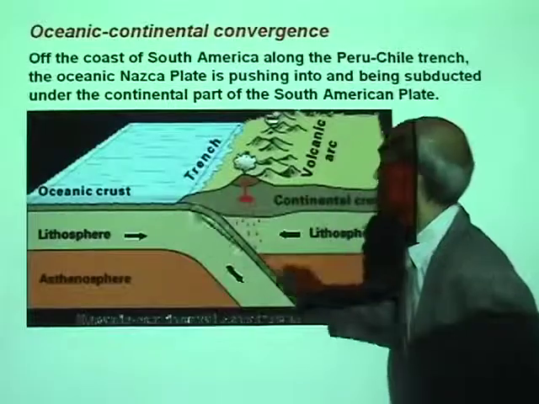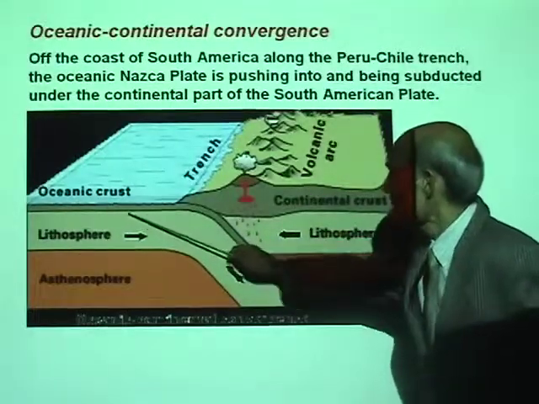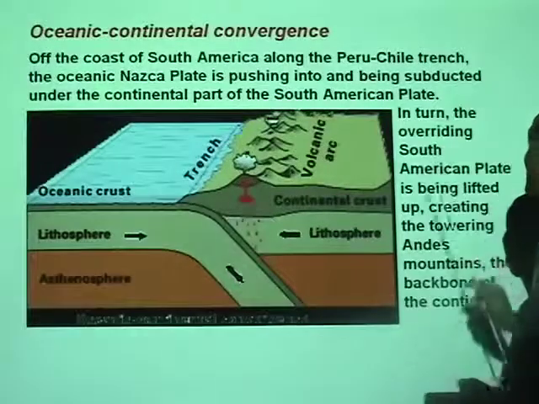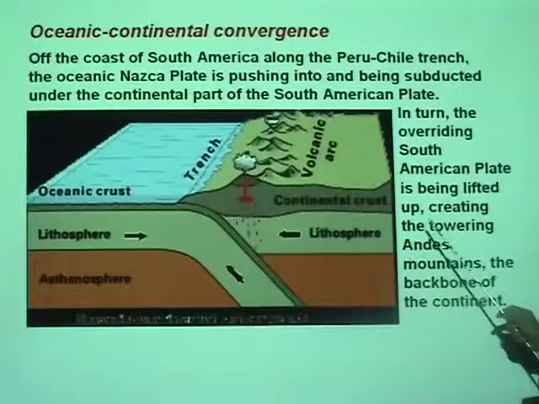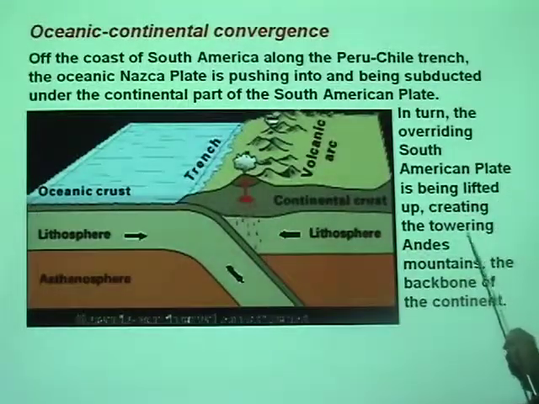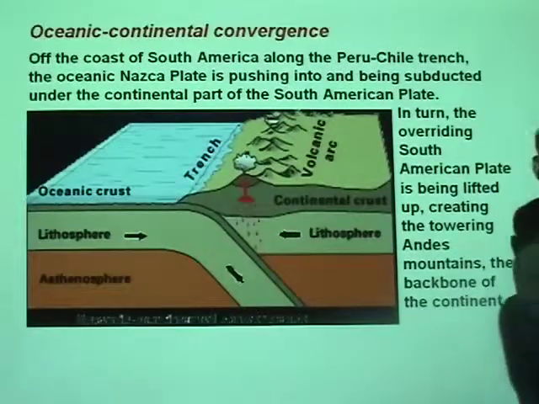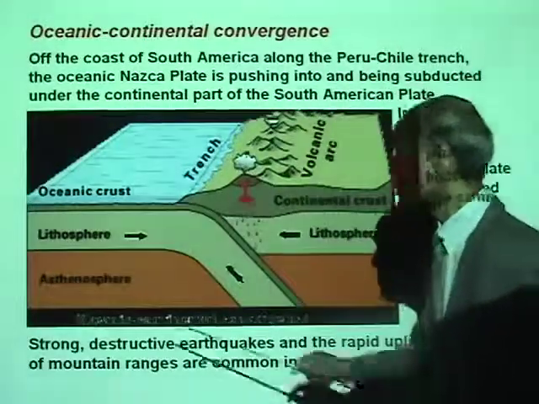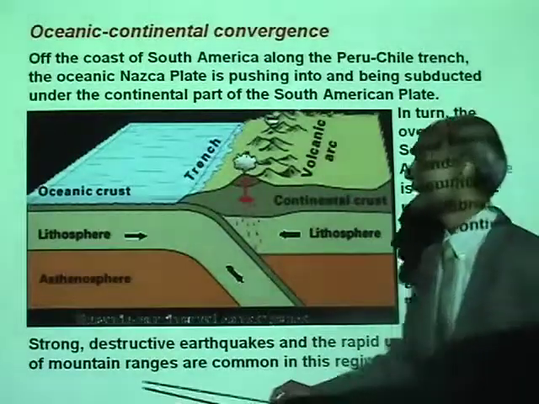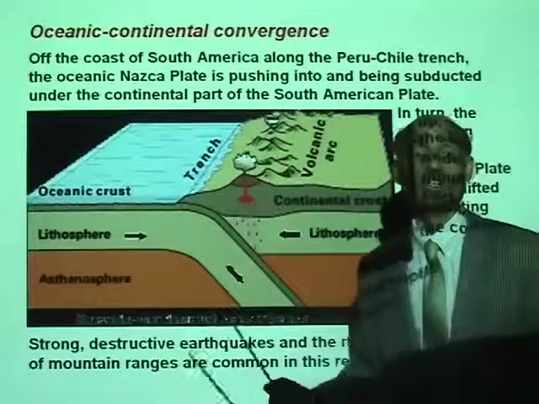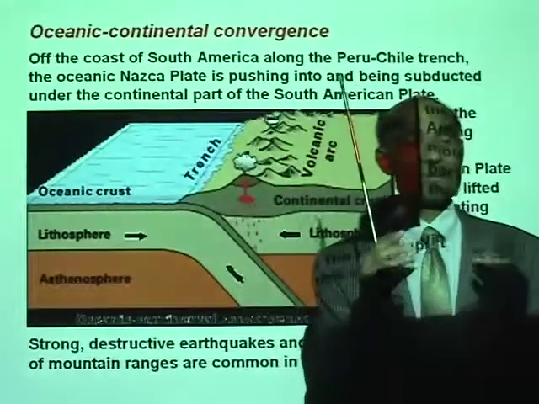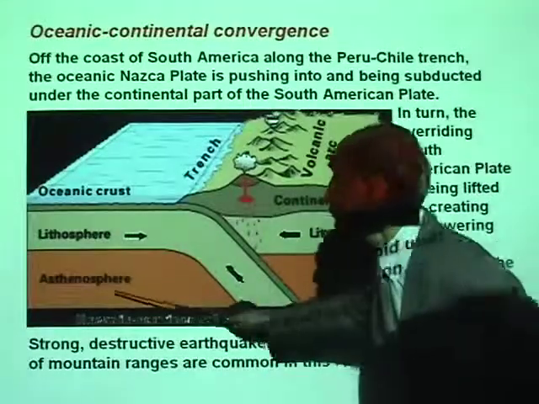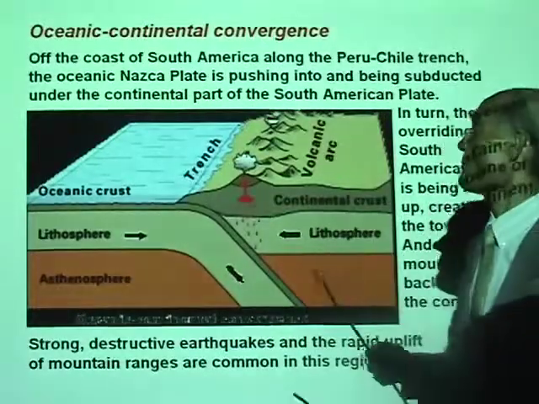So the oceanic crust moving towards the continental crust results in the subduction of the oceanic crust and the uplifting of the continental crust. So in turn, the overriding South American plate is being lifted up, creating the towering Andes Mountains, the backbone of the continent. You see how the shape of the Earth's surface actually takes place. So strong destructive earthquakes and rapid uplift of mountain ranges are common in those areas. You know why volcanoes occur there? Because of the rupture, and there are hot spots where the mantle, the asthenosphere, can actually find its way up.